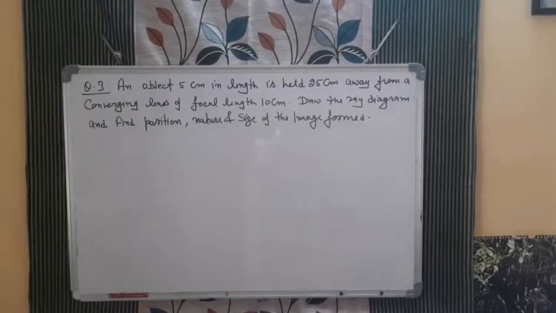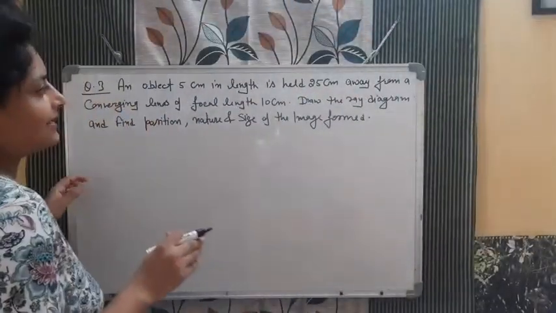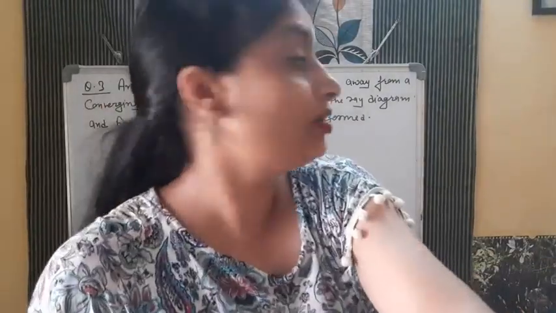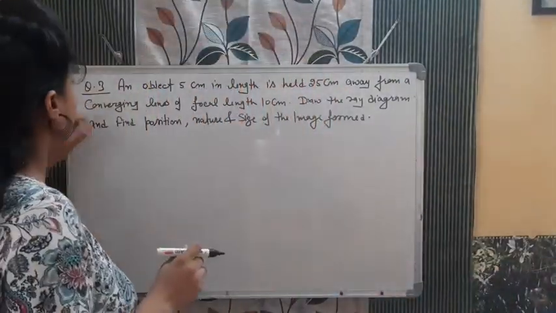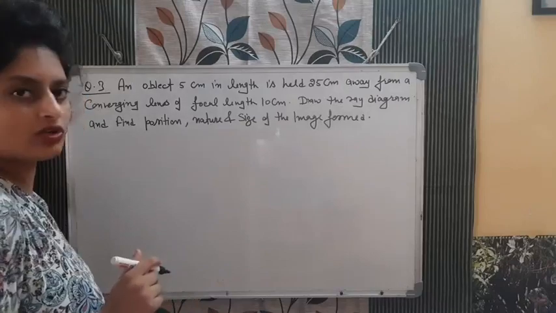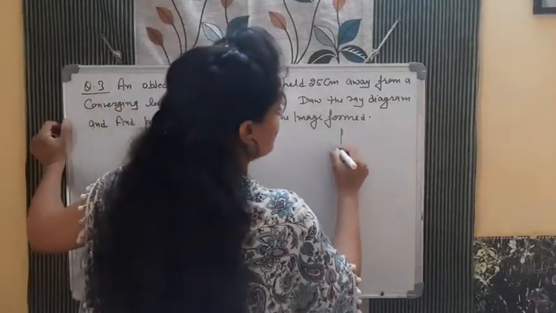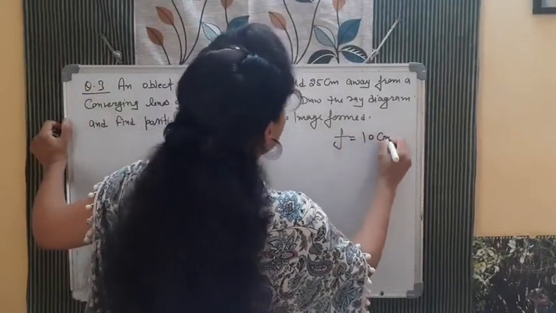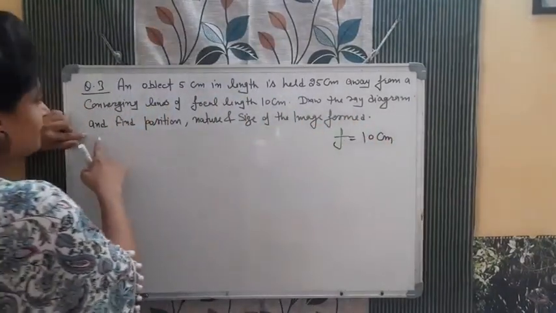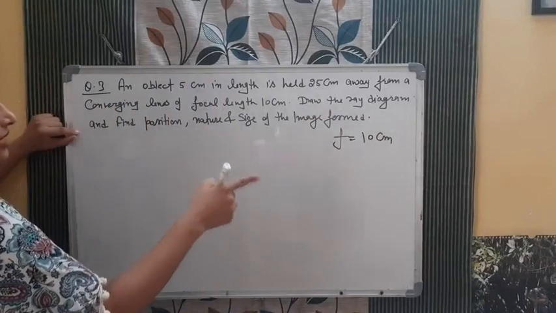Next question. An object 5 centimeter in length is held 25 centimeter away from a converging lens. Which lens is it? Convex lens. Focal length 10 centimeter. F is given. Convex lens, focal length is 10 centimeter. Draw the ray diagram and find the position, nature and size of the image also.